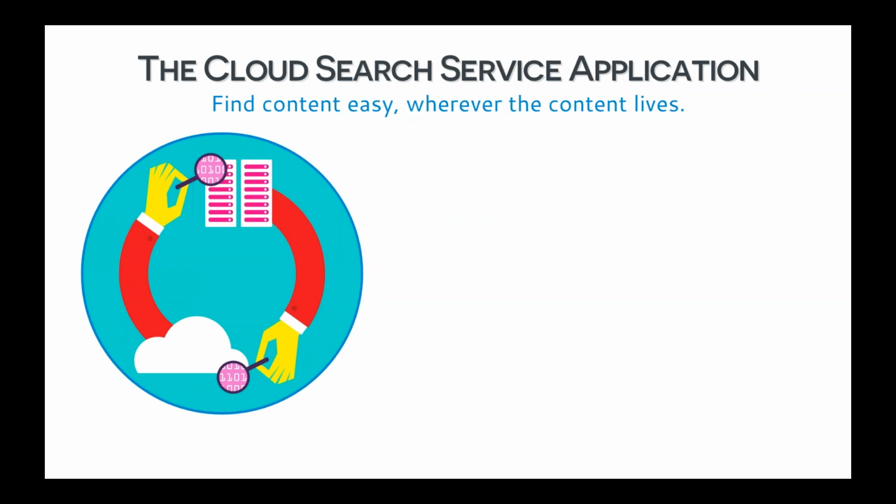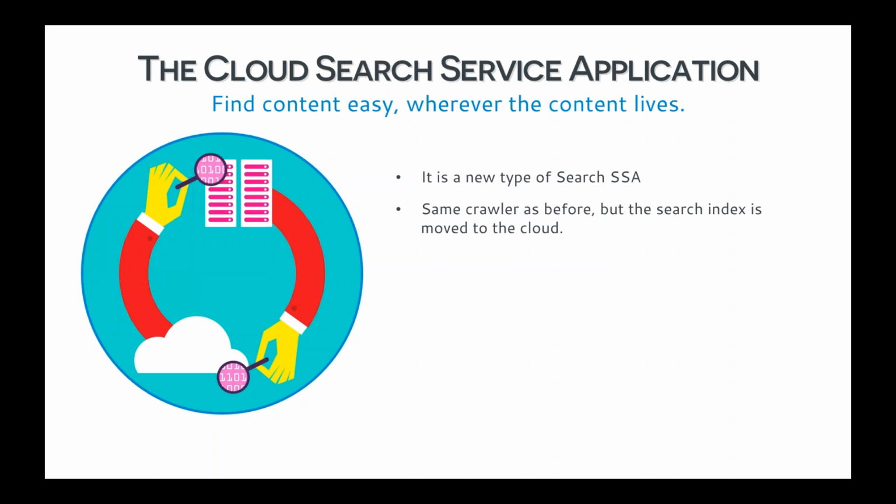Another cool feature is the Cloud Search Service application. This one also works with SharePoint 2013. It came out in September 2015. It works on SharePoint 2013 if you have the August 2015 PU patch, and it's out of the box in SharePoint 2016. It's a new type of search service application. It's exactly the same crawler as before, but your documents stay on premises, your search index is moved to the cloud, and all the communication is encrypted.